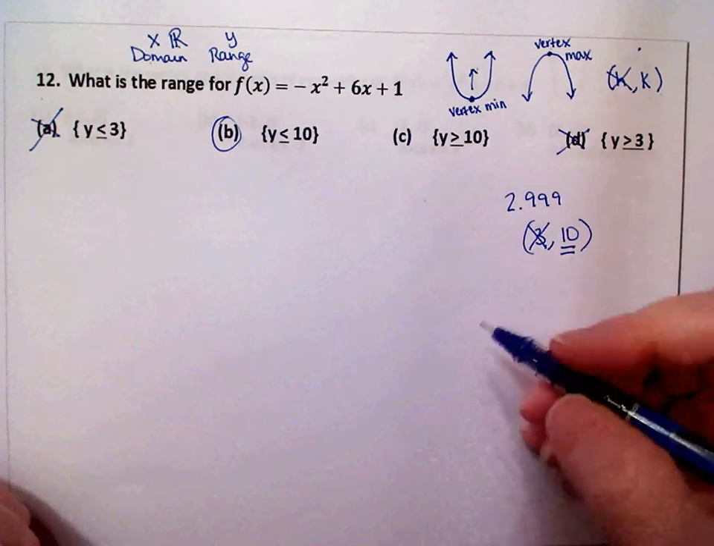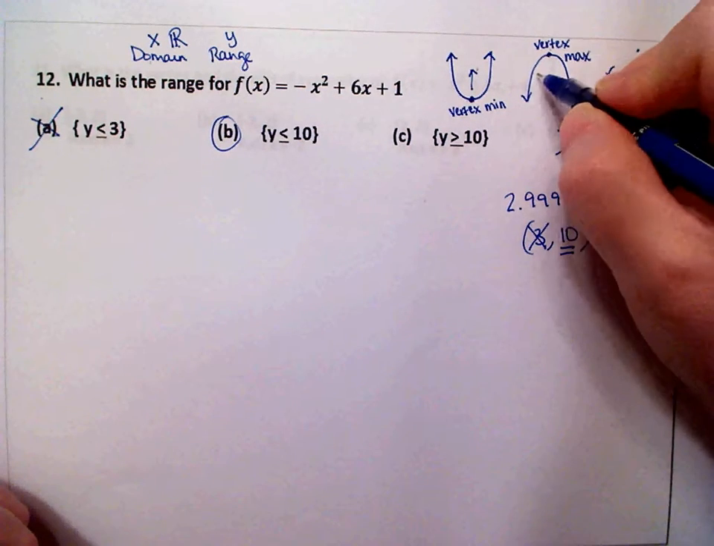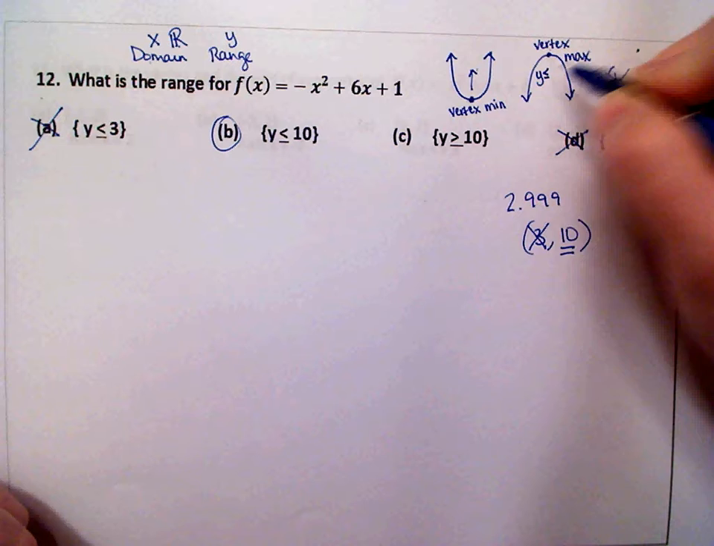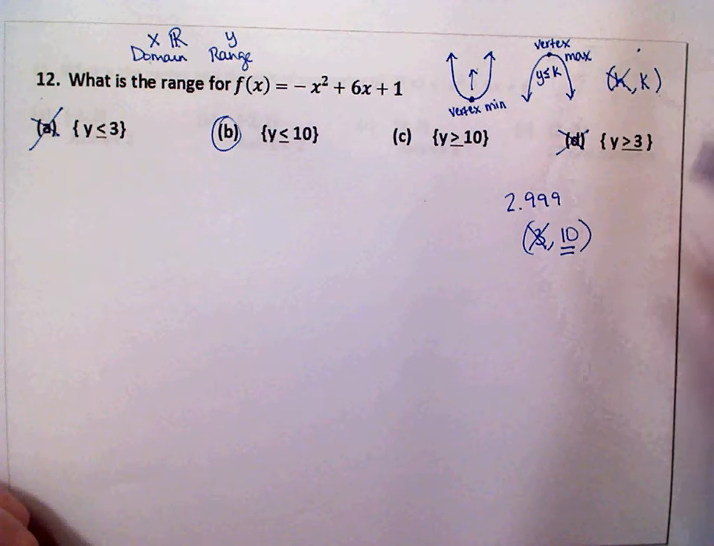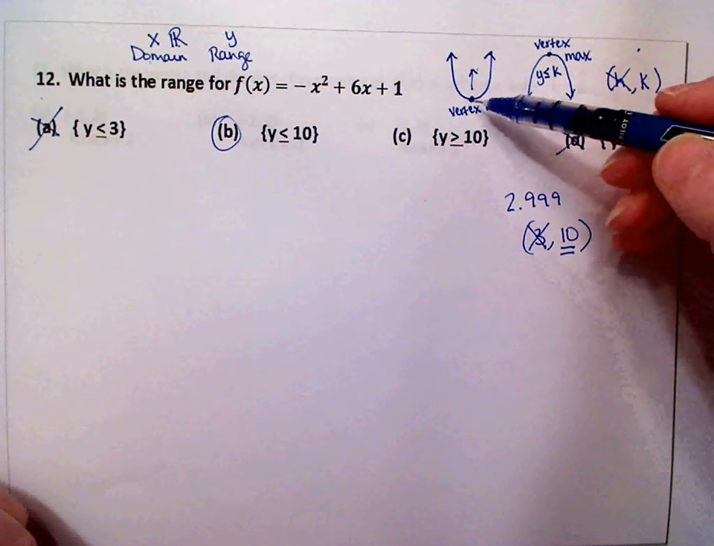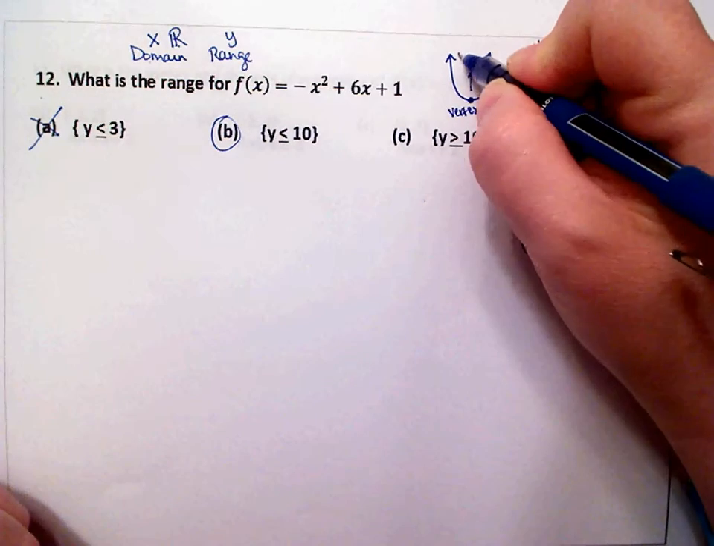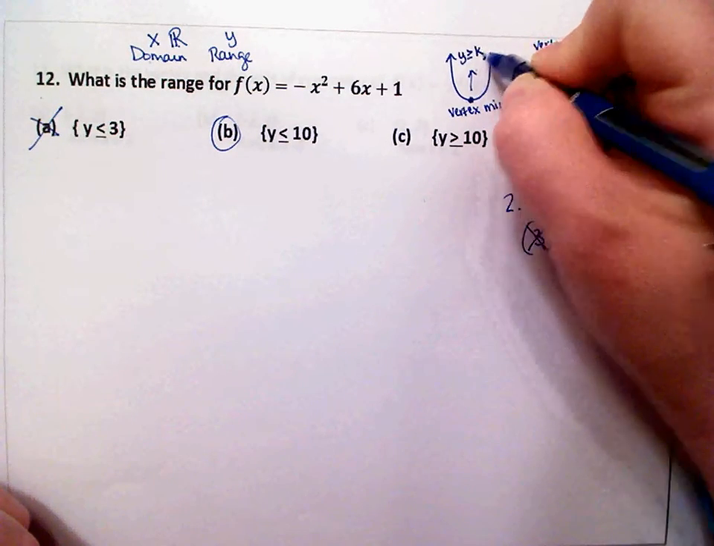So every time you have a maximum, your range is going to be y is less than or equal to the y coordinate of your vertex. Every time you have a minimum, your range will be y is greater than or equal to the y of your vertex.